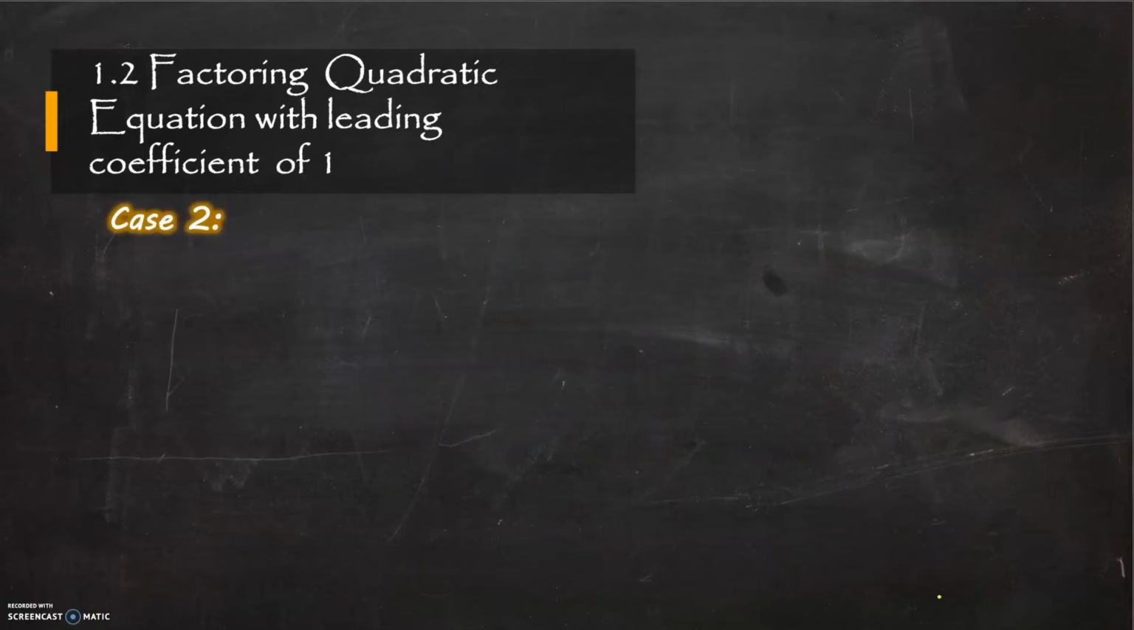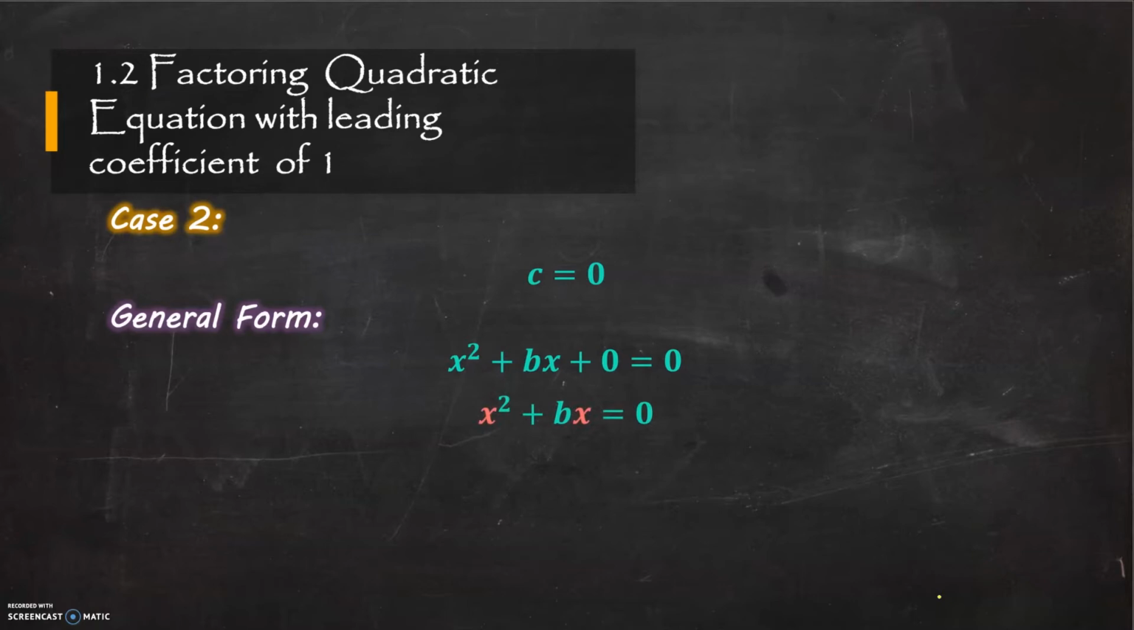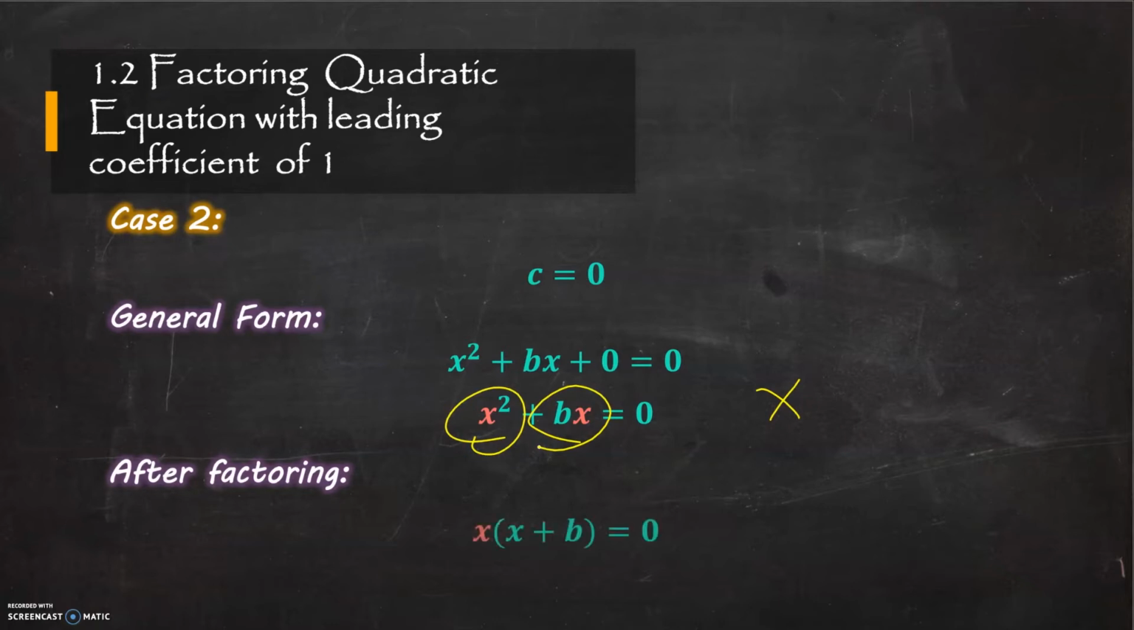And here's the second case. So when c equals 0, we have x squared plus bx plus 0 equals 0. X squared plus bx equals 0. So we see x is the common factor of both terms here. So we can factor it out. So we have x times x plus b equals 0. So our first solution is going to be 0, and the other one is negative b.